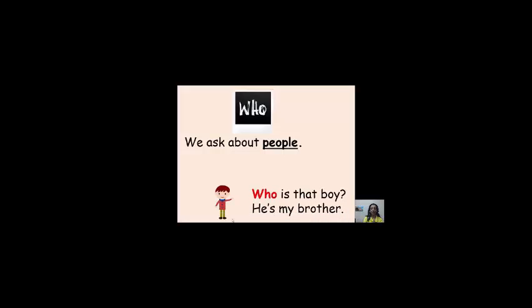First one is who. We ask with who about people, only for people. Like, who is that boy? He is my brother. I'm asking about a person. Who is your sister? Mariam is my sister. Mariam is a person. So, who is asking about people only.